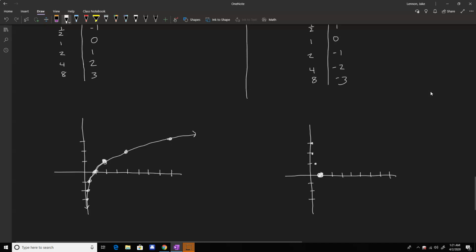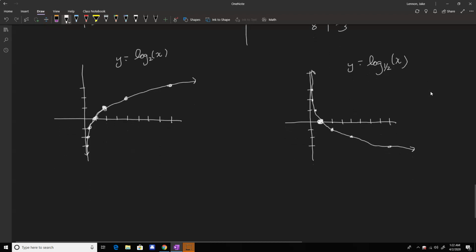At 2, now we would be at negative 1. At 4, we would be at negative 2. And at 8, we would be at negative 3. So this graph goes through like this. It's a little bit tricky to draw these so nicely on the tablet here, but we get the rough idea. So this is y equals the log base 2 of x, and this one right here is y equals the log base 1/2 of x.